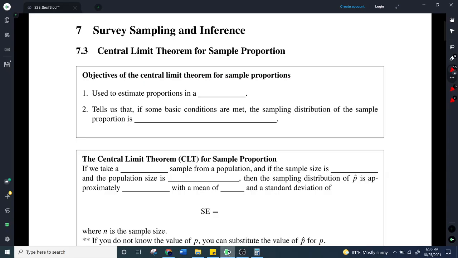Let's take a look at section 7.3, which is on the central limit theorem. We started talking about this a little bit today in class, but I want to get a little bit more into what it is and how it's used to solve different types of problems. So the central limit theorem, first of all, what are the objectives?